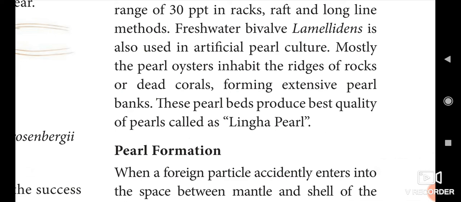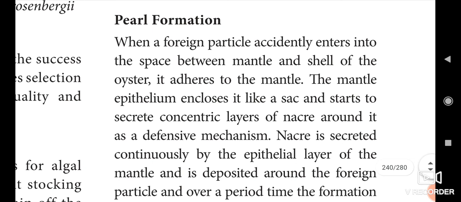Then the pearl beads produce the best quality pearl, that is called the Linga pearl. Then how is the pearl formed? First, a foreign particle accidentally enters the space between the mantle and the shell of the oyster, and the mantle adheres to it. Then it produces a sac-like epithelium. The mantle epithelium encloses it and produces a sac and starts to secrete a concentric layer. That concentric layer is called the nacre.